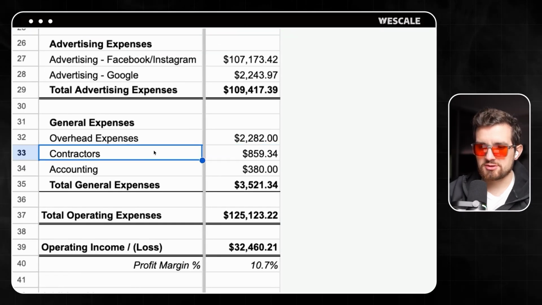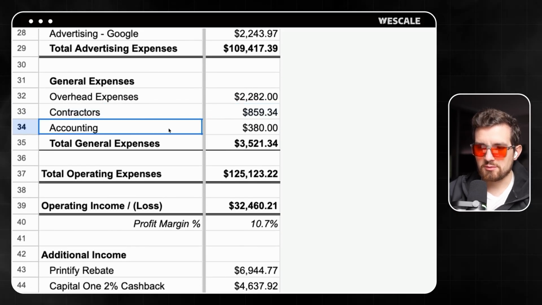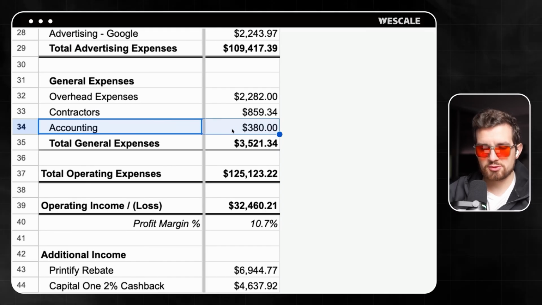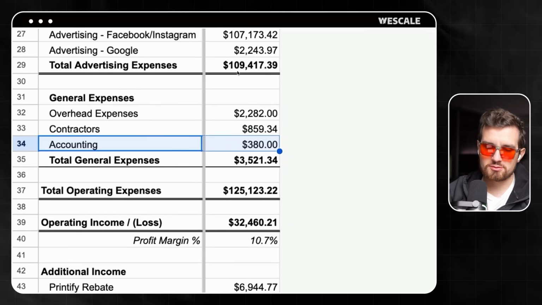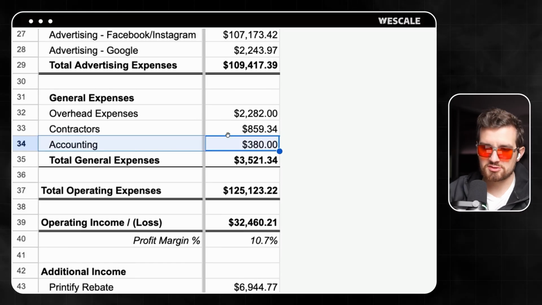Then we have contractors. We have team members who help handle our customer service, which you don't have to worry about right now. That's for much later. Then we also have an accountant slash bookkeeper. Basically, once you get to about $100,000 per month, that's the time that I would definitely have a bookkeeper or an accountant. So bring in 15, 20K profit.